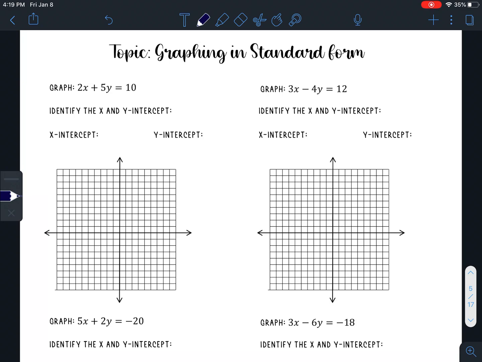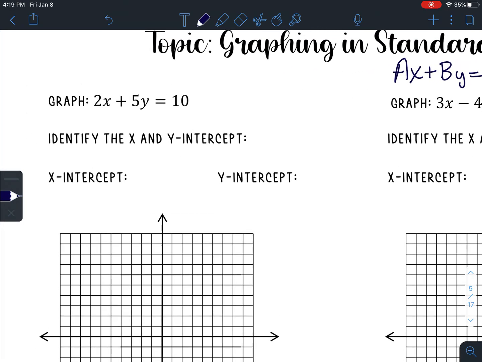Now, again, if you don't remember what standard form is, that's when we have an equation in the form ax plus by equals c, where a, b, and c are all numbers. As you see here in this first one, we're in the form ax plus by equals c. So a would be 2, b would be 5, and c would be 10.